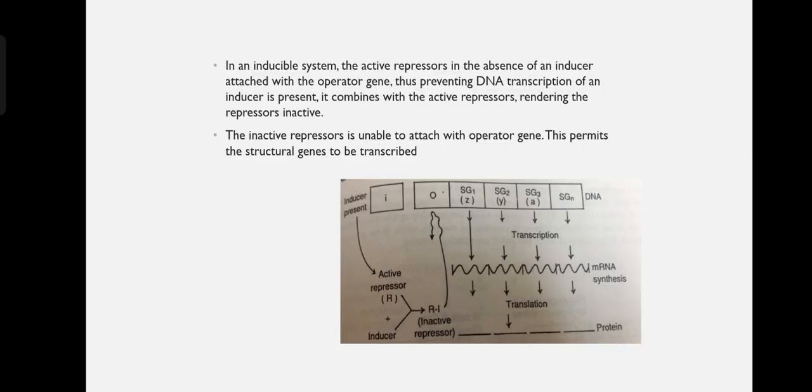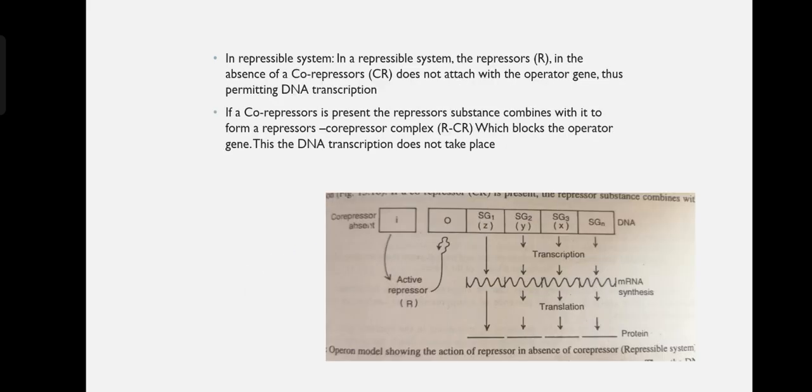In an inducible system, the active repressor in the absence of an inducer attaches to the operator gene, thus preventing DNA transcription. If an inducer is present, it combines with the active repressor, rendering the repressor inactive. The inactive repressor is unable to attach to the operator gene. This permits the structural gene to be transcribed.